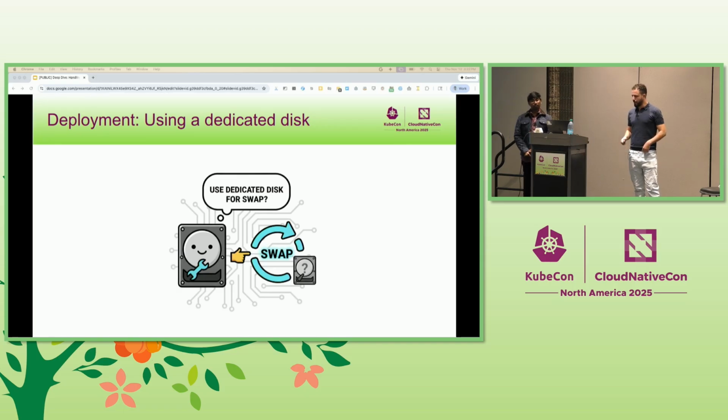Another thing is that it's generally recommended to use a dedicated disk for swap. Swapping can use a lot of I/O, and this kind of situation can basically starve the main disk with respect to I/O. So using a dedicated disk is great for separating the I/O pressure between the main system and the swap device.